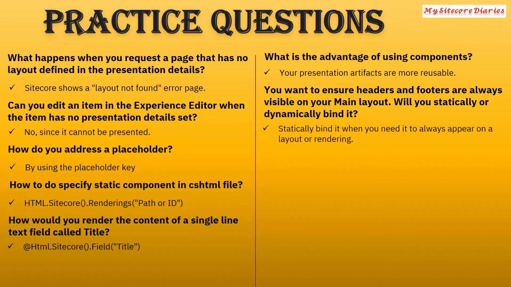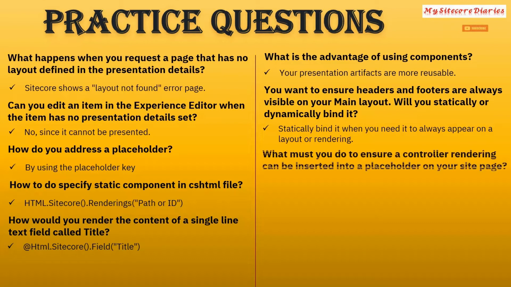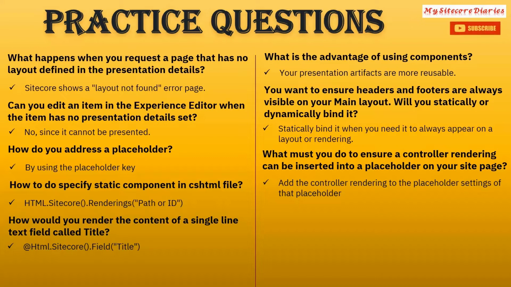When you need it, it should always appear on the layout of the rendering. What must you do to ensure a controller rendering can be inserted into the placeholder on your site page? Add the controller rendering to the placeholder settings of the placeholder.